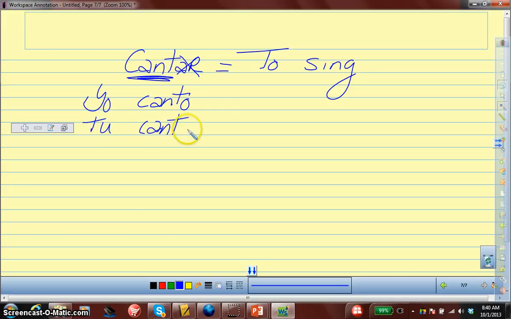What is going to be the ending? Instead of AR, it's going to be what? AS, tú cantas. For él, ella, and usted, you leave the root of the verb. What is the ending? Guys, what is the ending? A. Él canta, ella canta, usted canta.